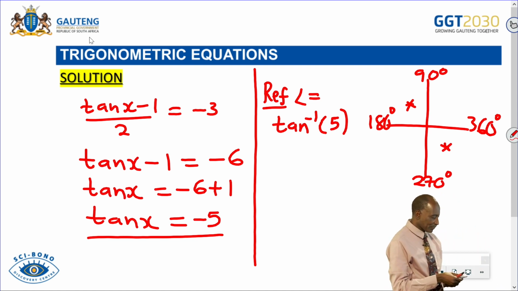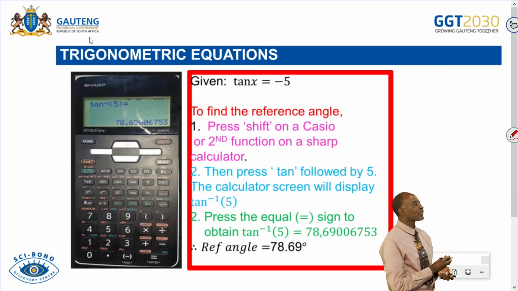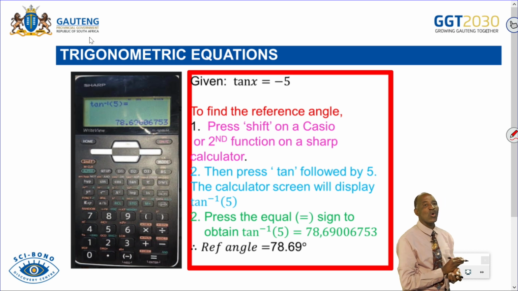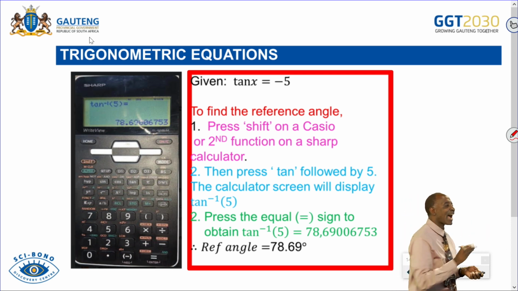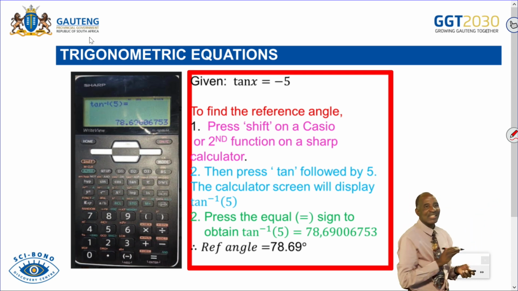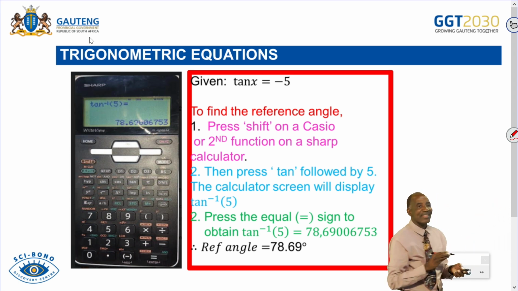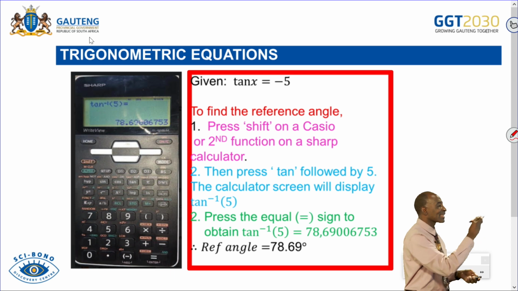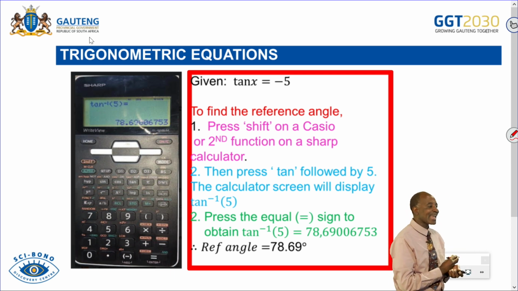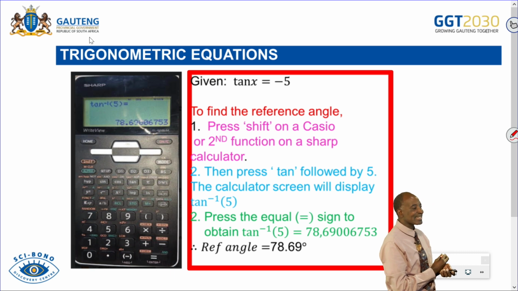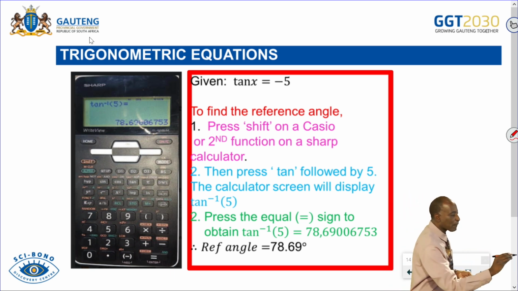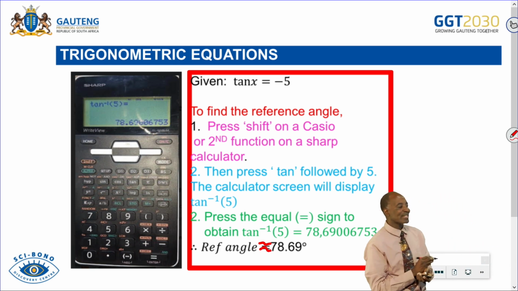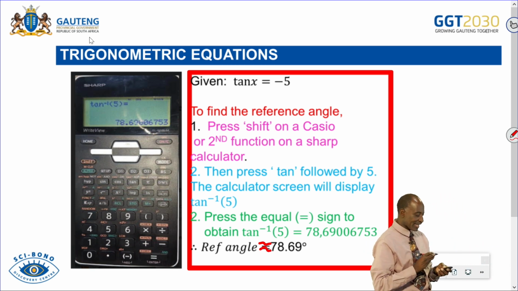You take your calculator, you press arctan of 5. You press shift on your Casio calculator or second function on your Sharp calculator. Then press tan. It will produce arctan, as you see on the screen there, arctan of 5. That is read as arctan or inverse tan of 5. Then you press the equal sign. It will give you 78.69006753 degrees, which is approximately 78.69 degrees, correct to 2 decimal places.